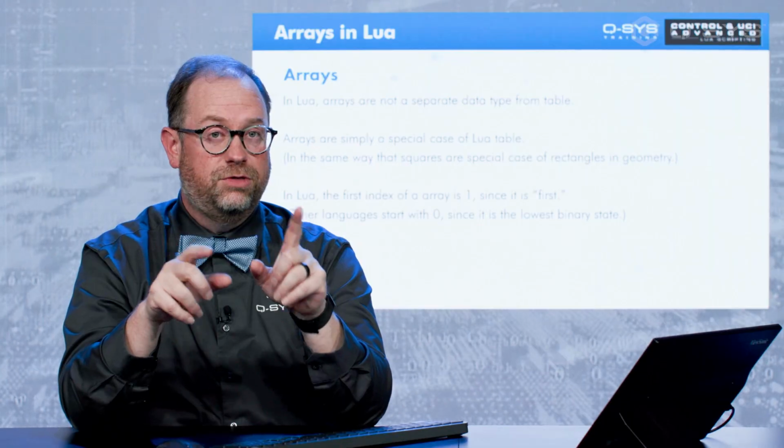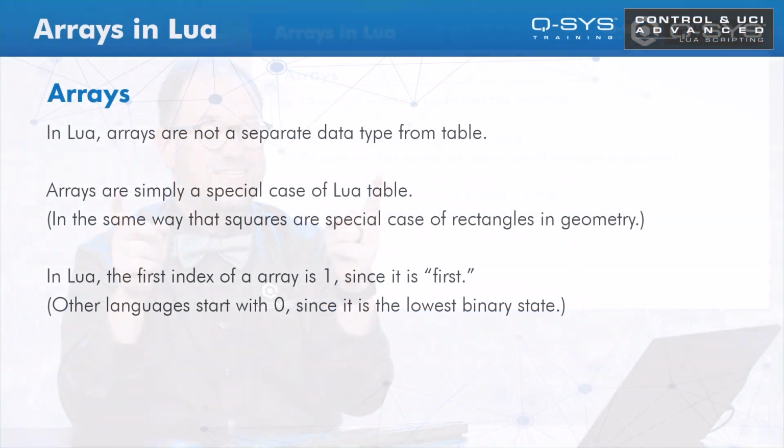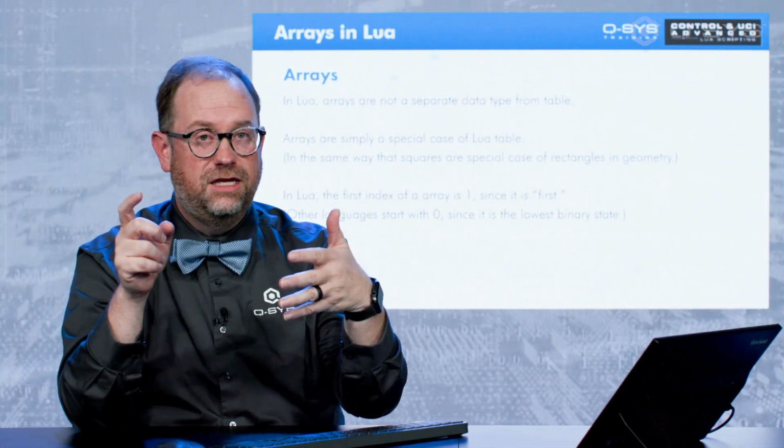Lua starts at 1. So what does it mean to be an array? It means that you are a table. You are associating keys with values, and the keys are really kind. They're really nice. They're relatively easy to work with. They are sequential integers starting at 1. So 1, 2, 3, 4, however many you have.